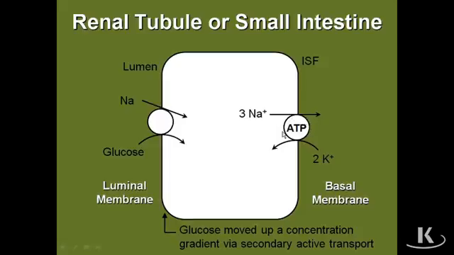Now, the big point is, this gradient is established by the sodium-potassium pump. And the rate of pumping of glucose depends upon that sodium gradient. If you increase the sodium gradient, the pumping of glucose increases. If you decrease the sodium gradient, the pumping of glucose slows down. Now, this should make sense to you. In fact, you should be able to answer these questions.